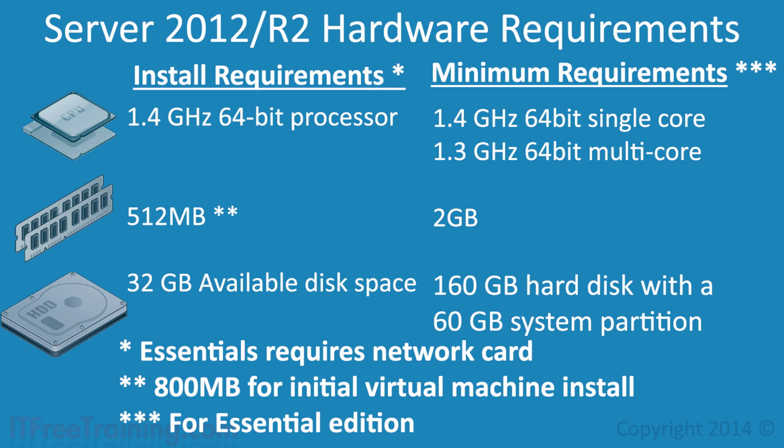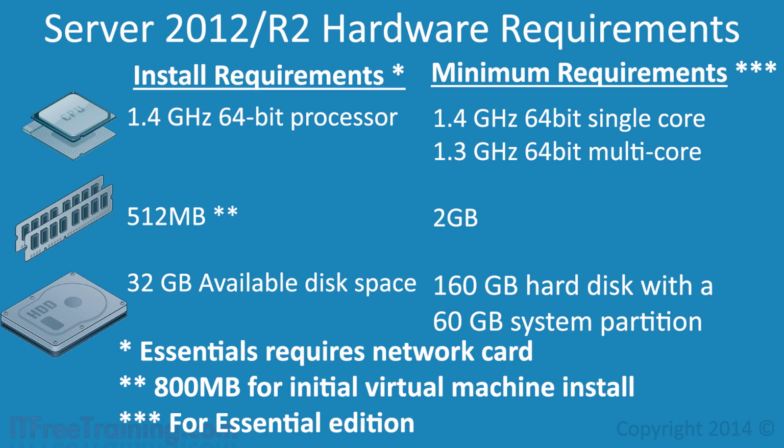In the case of a virtual machine, Microsoft recommends that you increase the amount of RAM to 800 megabytes for the install. Once the install is complete, you can reduce it to 512 megabytes. 32 gigabytes of drive space is enough to install Windows if you have less than 16 gigabytes of RAM. If you have more than 16 gigabytes of RAM, the system may have problems creating the paging file, so it is recommended to increase the amount of drive space when using a lot of RAM.